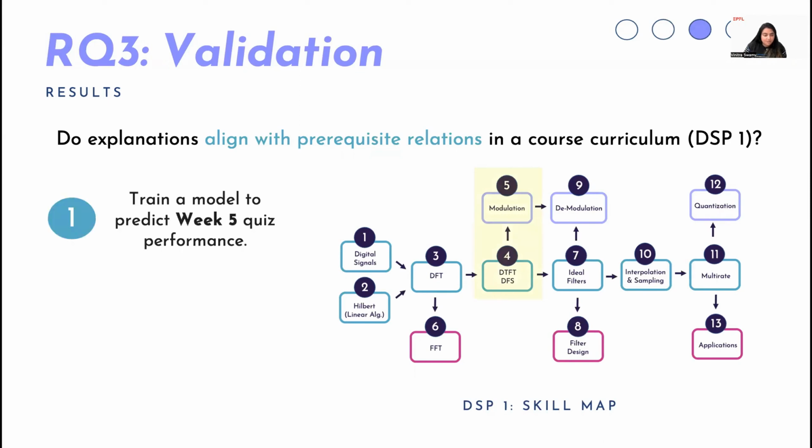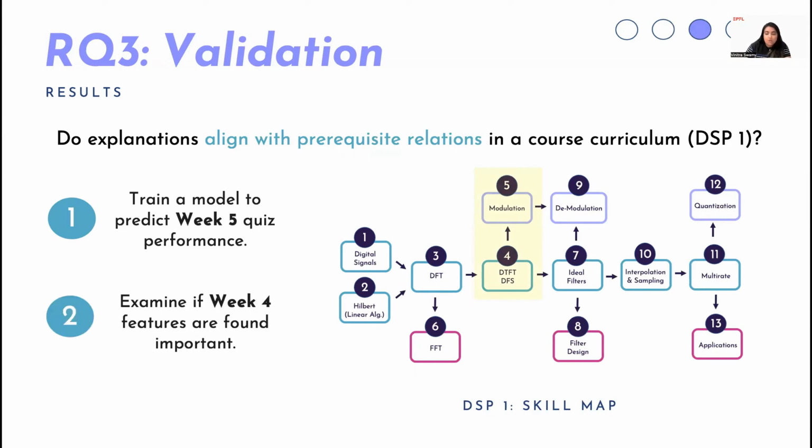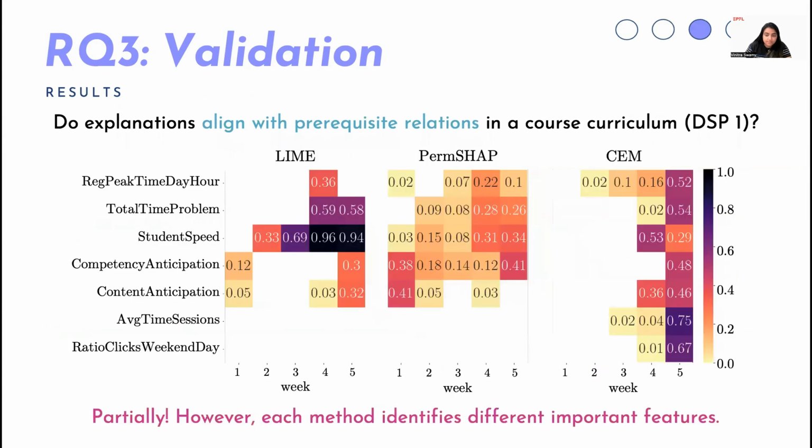And so we came up with a game plan, which is we can train a model just to predict the student's performance on week 5 based on the same features that we had before. Now, we know week 4 is a direct prerequisite to week 5. Can we examine if our model found week 4's features important? And what we see here is week 4 is pretty important across 3 representative methods. We chose LIME, one of the SHAPs, and one of the counterfactual methods to look into this analysis. And week 4 is important in both perm SHAP and CEM specifically. However, each of these methods find different features important.